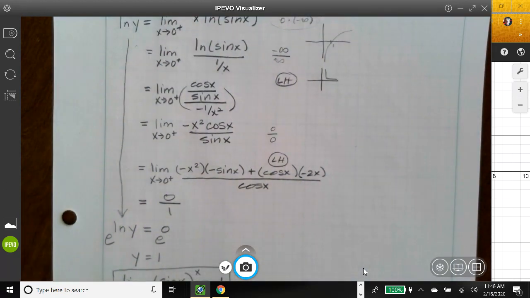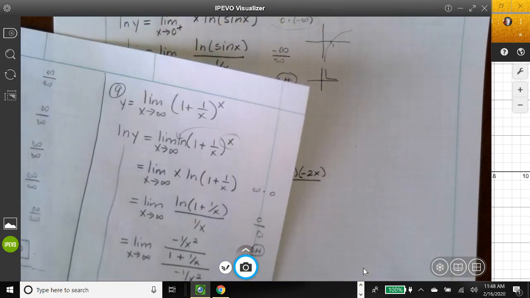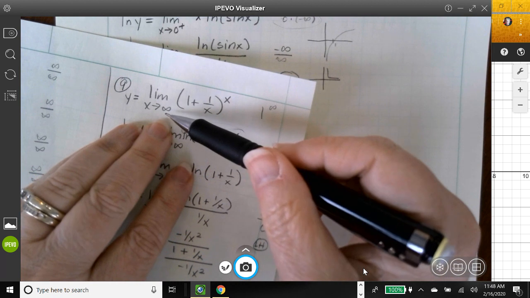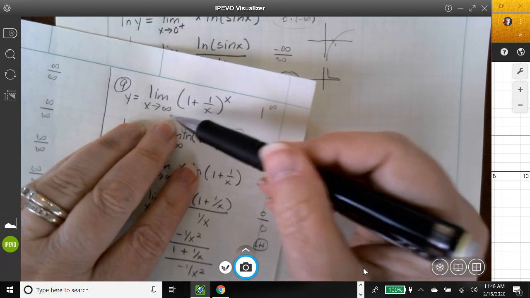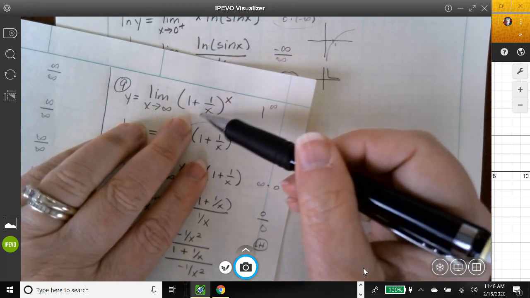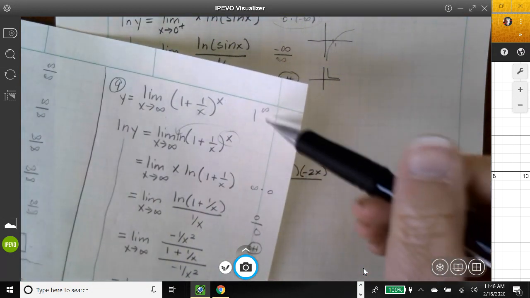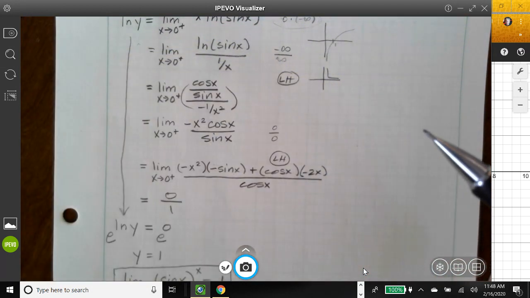So we've done a 0 to the 0. Oops, I forgot to tell you that this one here, the e one, is 1 to the infinity, because what happens when I plug in infinity? This goes to 0, and so I get 1 to the infinity. So that's the indeterminate form on that one. Okay.